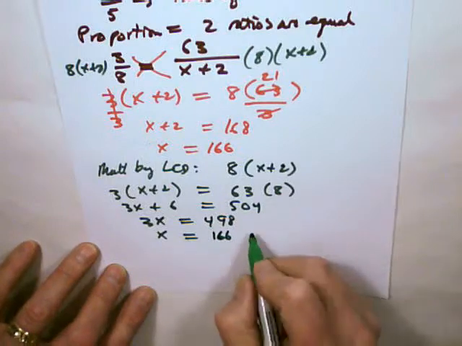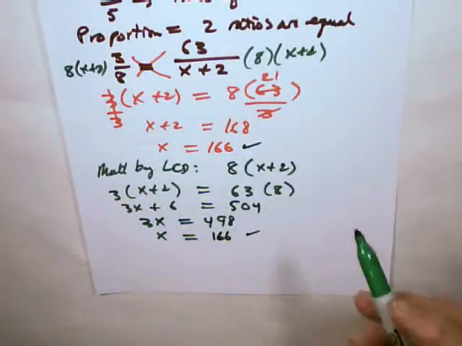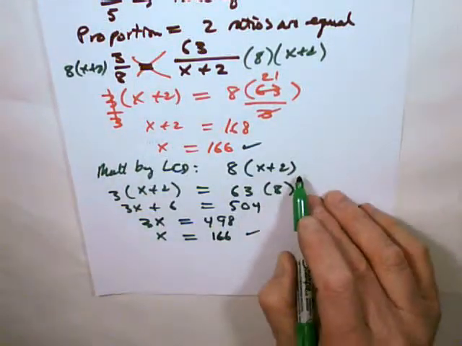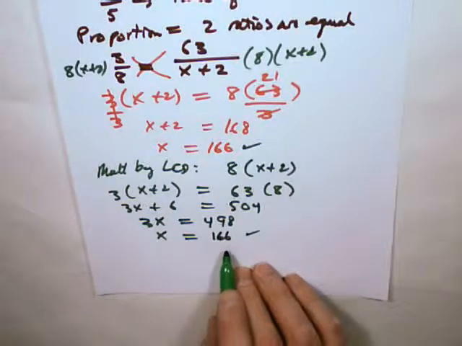So you see we get the same answer either way, and we can either use the old cross multiply version, or we can multiply by the LCD again and clear the fractions that way and go ahead and solve the problem.